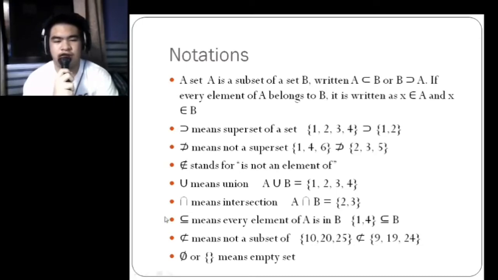Now this symbol means that every element of A is in B. For example, 1 and 4, which is A, is in set B. While this symbol means not a subset of, like {10, 20, 25} is not a subset of {9, 19, 24}. A zero with a slash in it or two curly braces means an empty set.